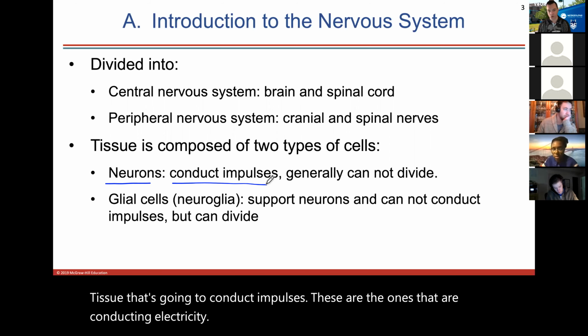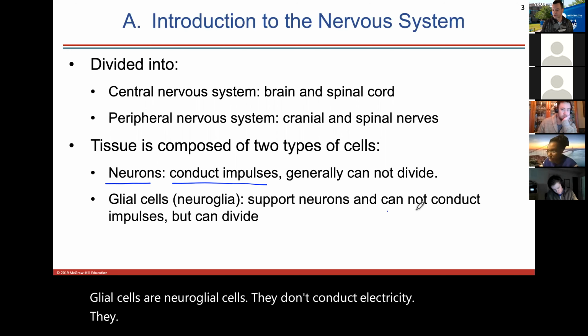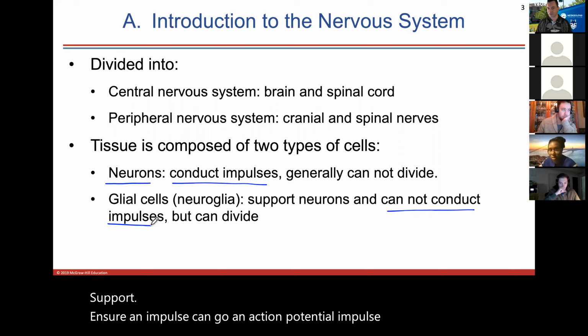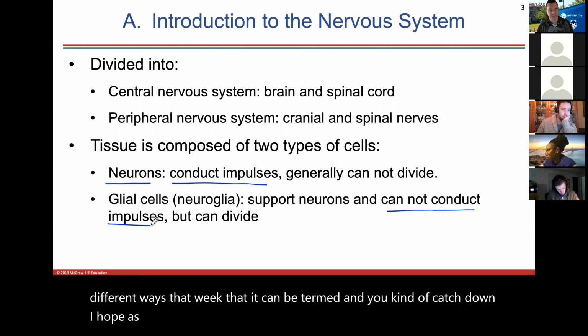Glial cells or neuroglial cells, they don't conduct electricity. They support, protect, ensure an impulse can go, an action potential, impulse. There's a number of different ways that it can be termed, and you'll kind of catch on, I hope, as I intersperse these words commonly throughout this lecture here.